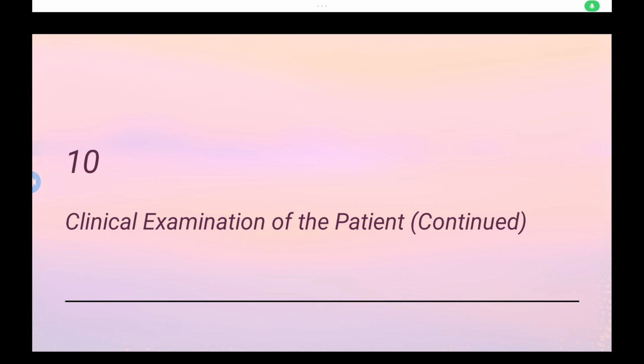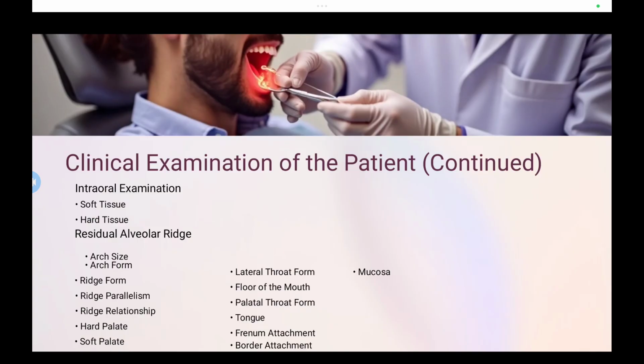Hello students, this is the second part of the diagnosis and treatment planning in complete denture patients. The clinical examination of the patient. Intraoral examination involves soft tissue and hard tissue, which we have discussed in part 1.